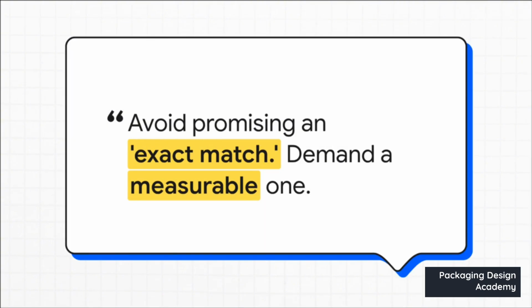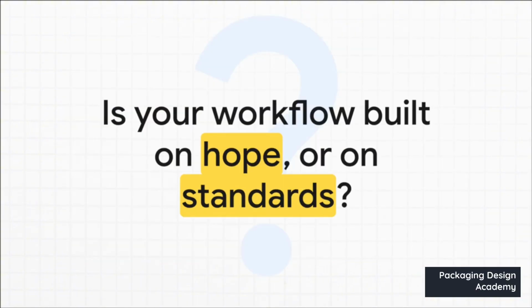So really, it all comes down to this. It's about changing your vocabulary and your expectations. Stop chasing this impossible, subjective idea of an exact match. It doesn't exist. Instead, start demanding a measurable match, a repeatable match, one that's based on cold, hard data and universal standards.